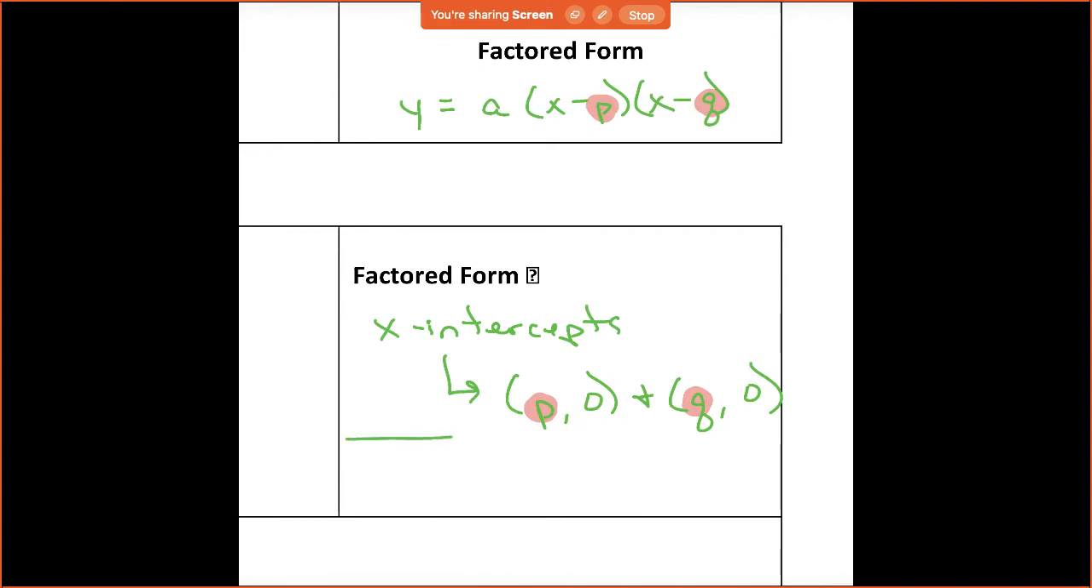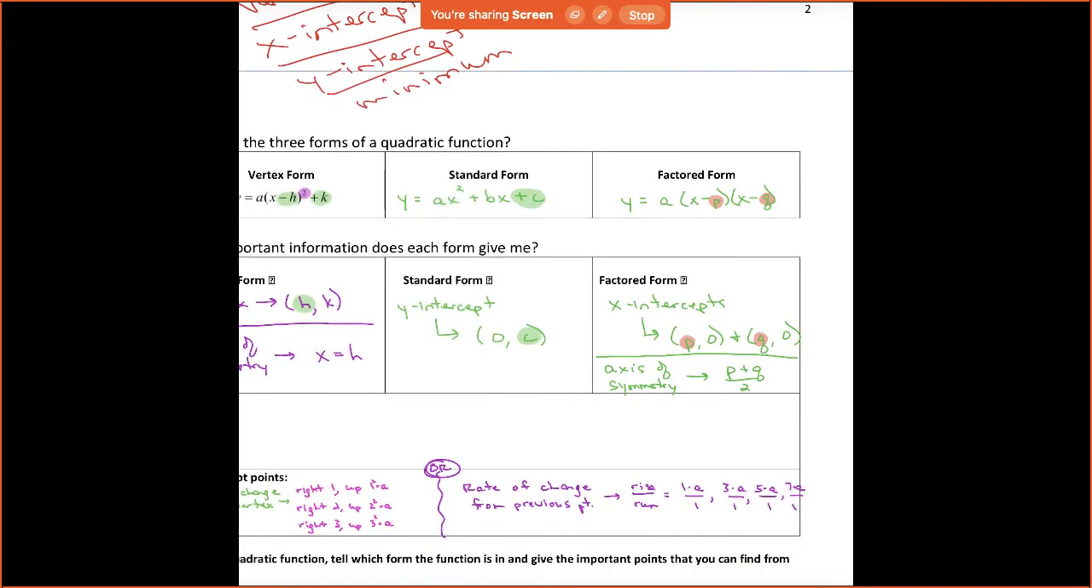You can also identify with this form, though, the axis of symmetry. And to do that, since you have the x-intercepts, which have to be equal distance from that axis of symmetry, you actually take the two of them and average them. You find the halfway point. That's just averaging the information. So you would take both of your x-intercepts, add them together, and divide by 2. And that would give you your axis of symmetry. Okay? Those are the three forms.